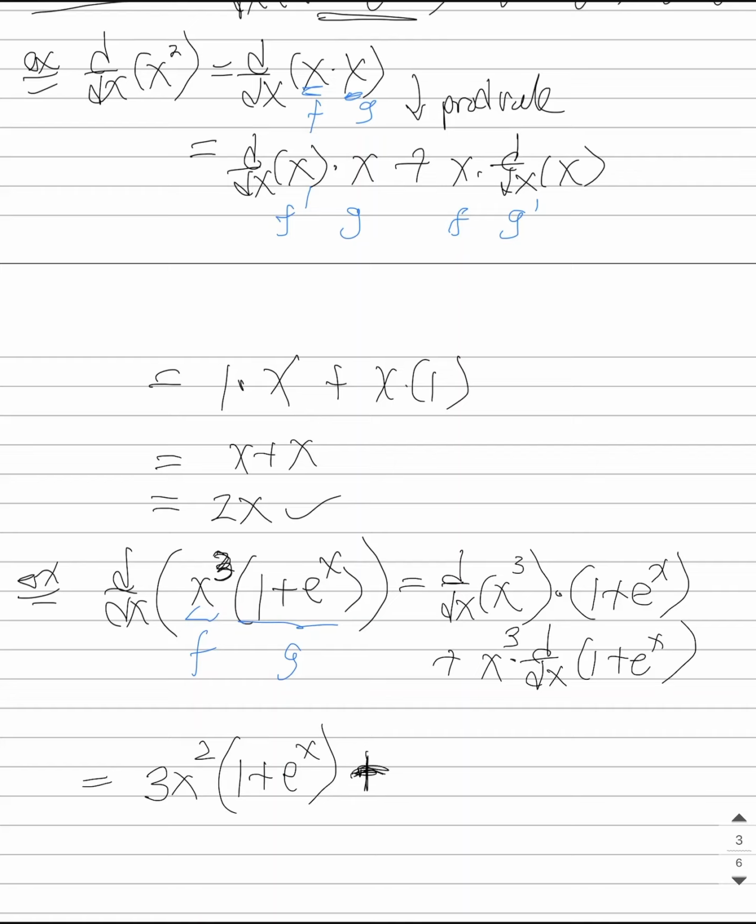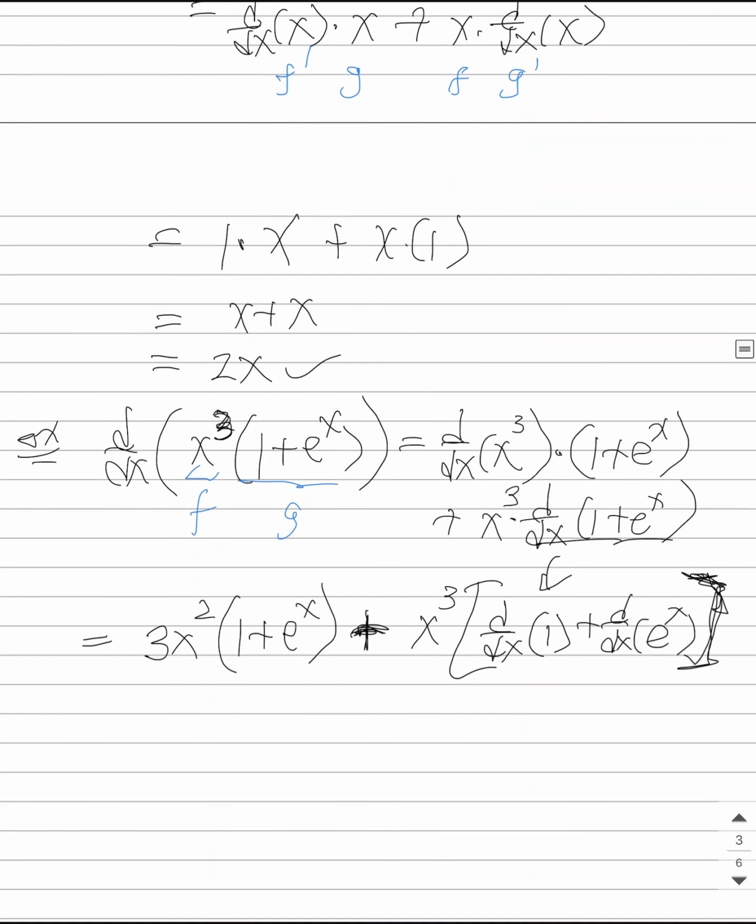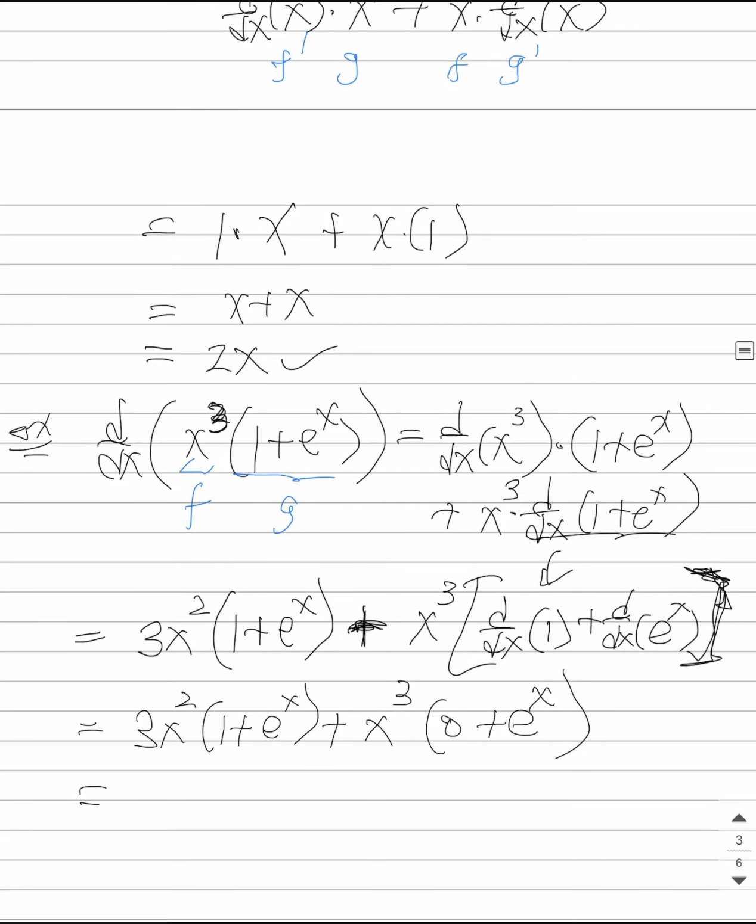Now I'm going to be really detailed here and say, okay, the derivative of a sum is the sum of two derivatives. Now, we won't do that going forward because we'll just become so comfortable using the rules, but it's just nice to see how they work here. So I'll get 3x squared, 1 plus e to the x, plus x cubed, 0 plus e to the x.